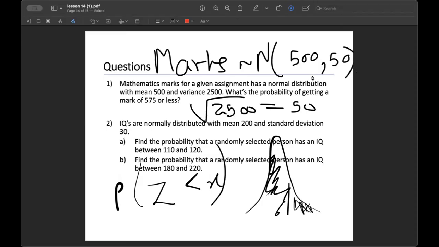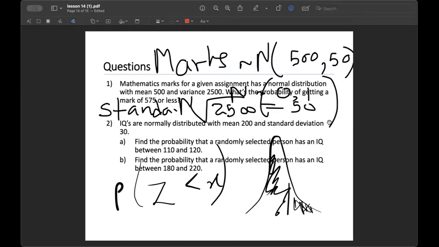But you can't do the calculations from this, because first you have to convert this distribution into a standard normal distribution. To convert, what do you have to do? The standard normal marks follow a normal distribution with mean 0 and standard variance 1.